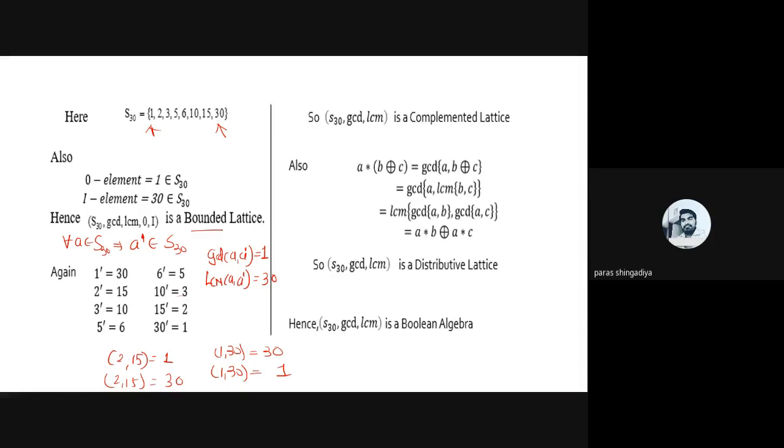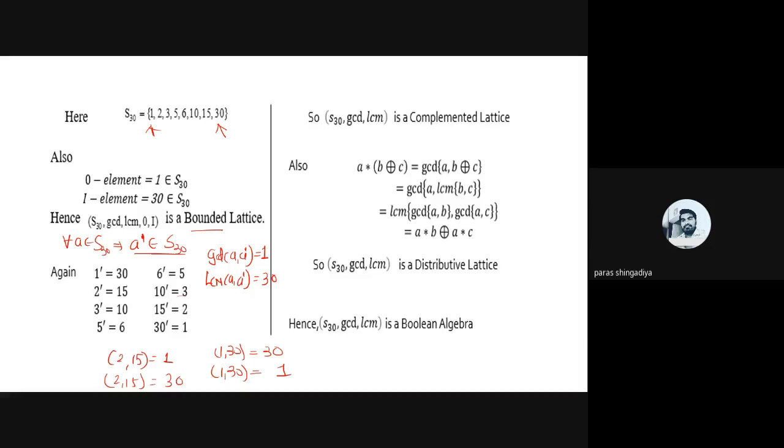And 10 dash is equal to 3, 5 dash is equal to 6, and 6 dash is equal to 5. Clear? So here we can easily derive the complement of each entry. Now check the answer. The answers are 13, 15, 10, 6, 1, 2, 3 and 5. These are the complements of each entry, and all these answers are part of S30 again. Means for every A belongs to S30, A dash also belongs to S30.